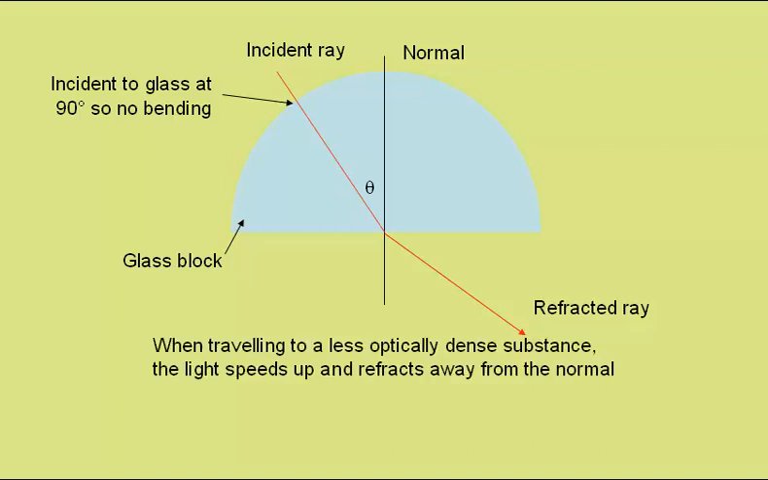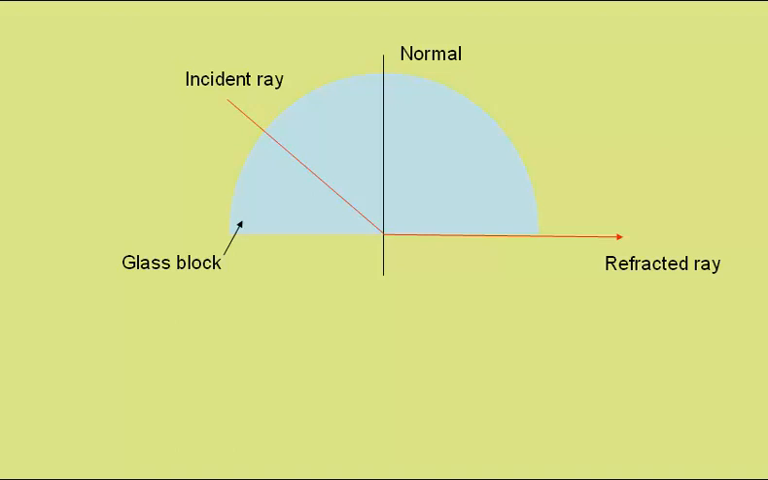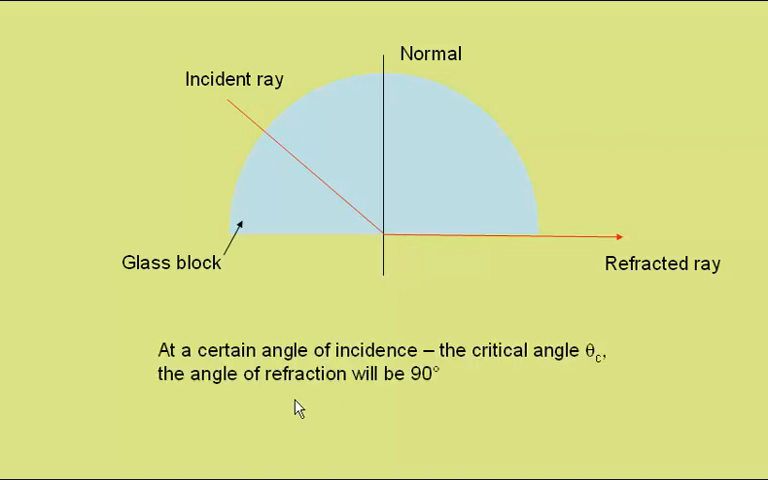So, when light travels to a less optically dense substance, it will speed up and refract away from the normal. We've now increased the angle of incidence such that the angle of refraction is now 90 degrees. We call this angle of incidence the critical angle, and this is the angle at which the angle of refraction is 90 degrees. So we can label this theta c, the critical angle.